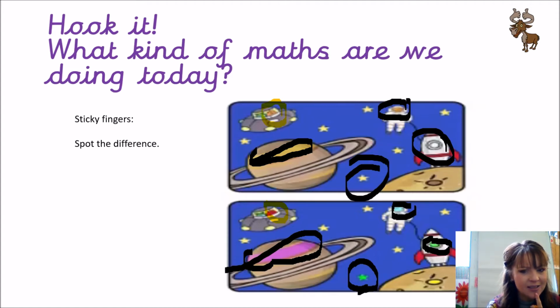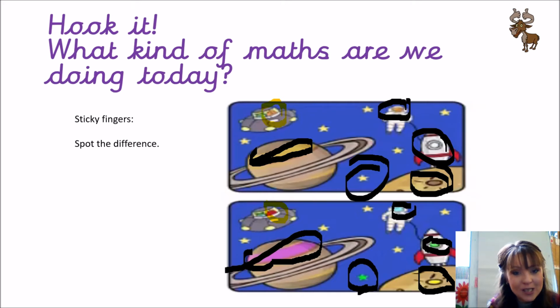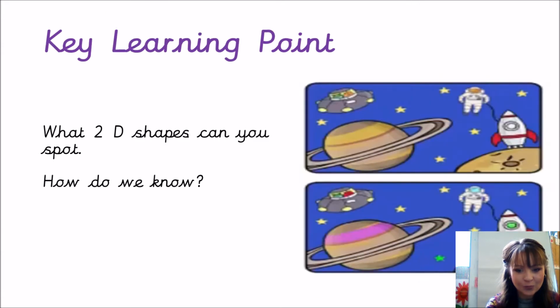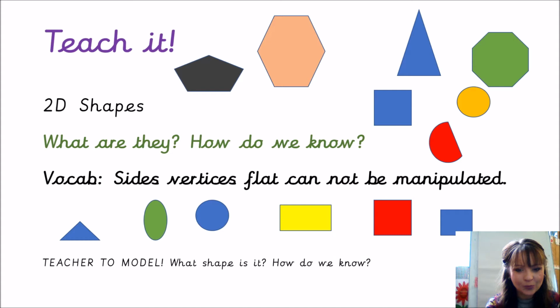There's something else that's a different colour. It's on the moon, and it's one of the craters. This crater is yellow, and this one is brown. How did you do at spotting all the differences? It was a bit tricky. I bet you did really well. We're going to be using those skills, concentrating really hard to spot things, to be able to spot 2D shapes today.